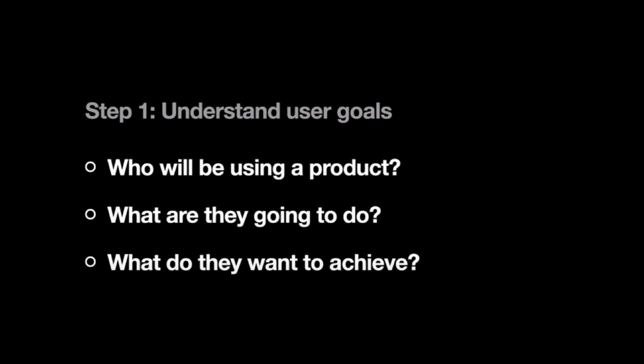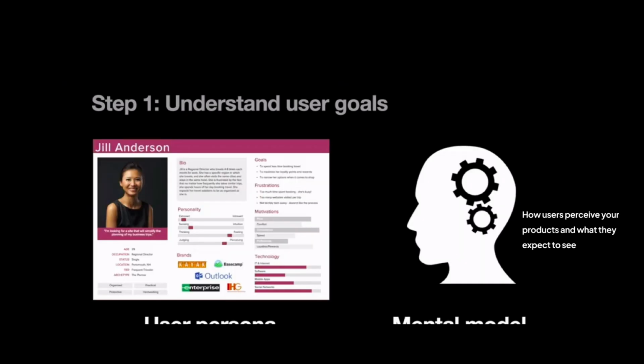So for you to create a good information architecture, the first thing is you need to understand your user goal. You need to understand who will be using the product, what they are going to do with the product, and what they want to achieve with the product. By understanding your user, you use it to create your user persona.